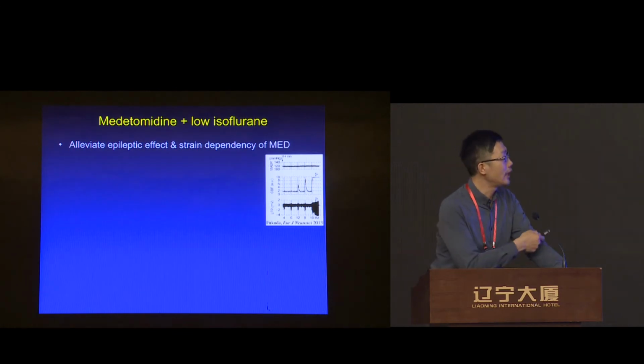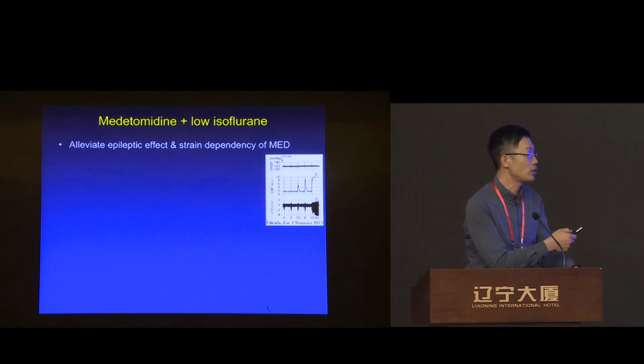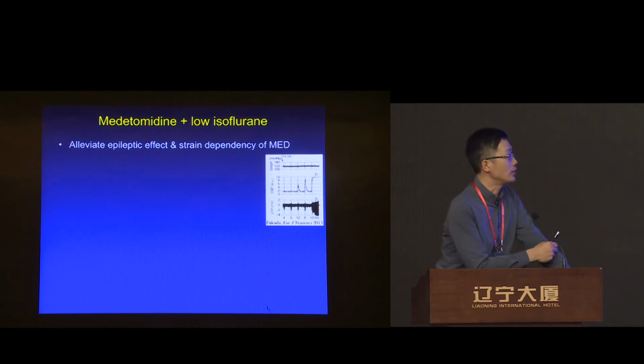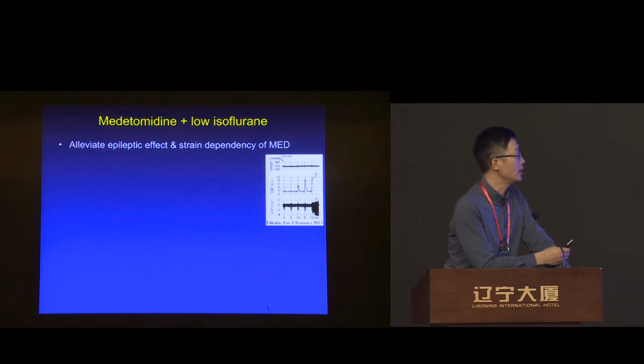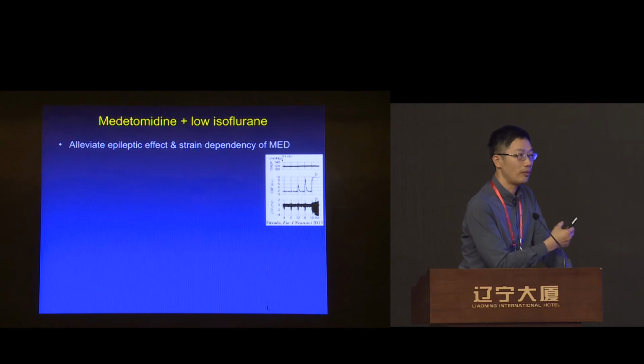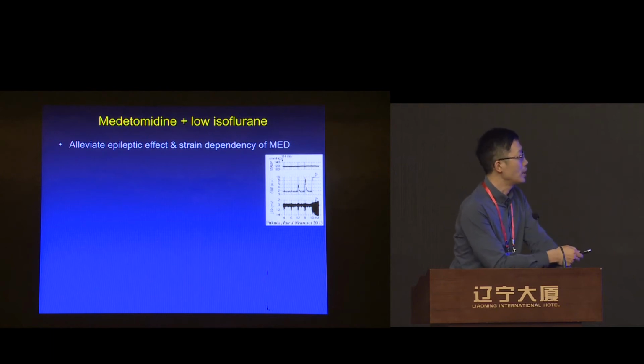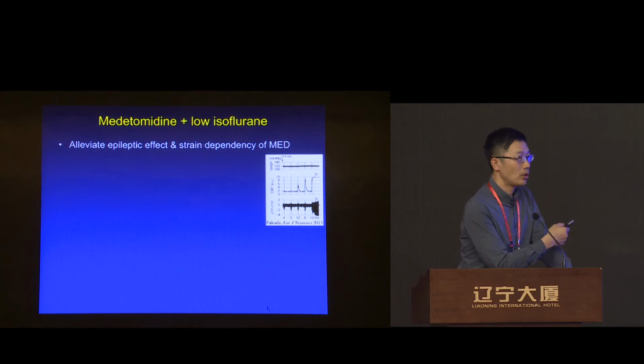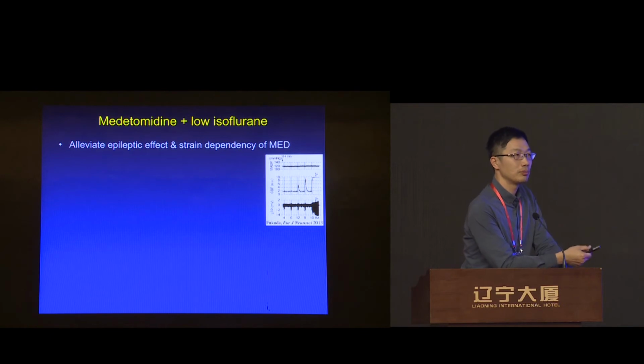So then we changed to use this combination with a low level of isoflurane, which is typically less than 0.5%. And this combination helped to overcome several limitations of medetomidine. For example, if you use medetomidine for a long period, you probably see some epileptic activity, and adding isoflurane will suppress that. And also the strain dependency we found previously in different strains of mouse is gone.